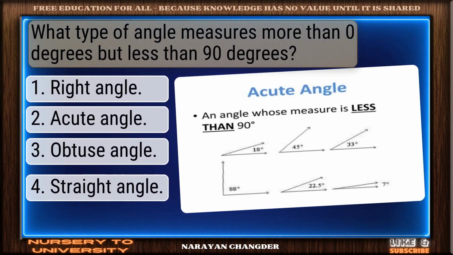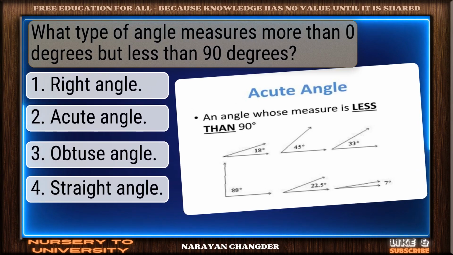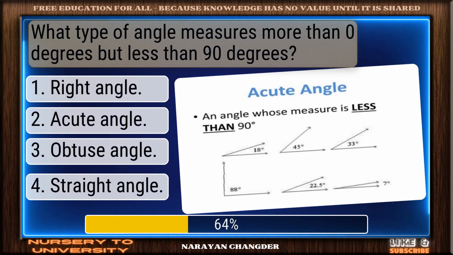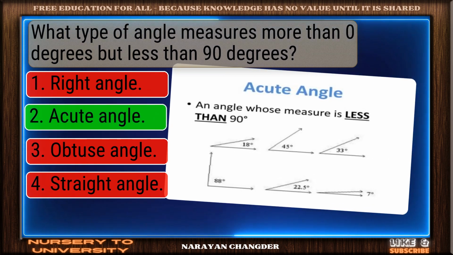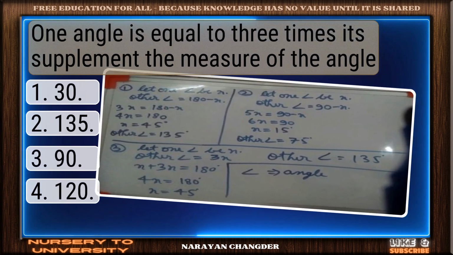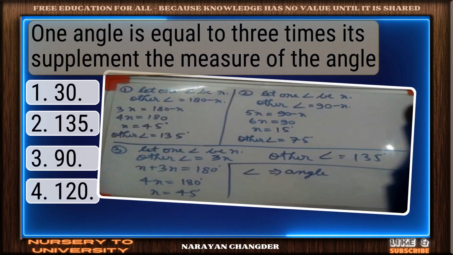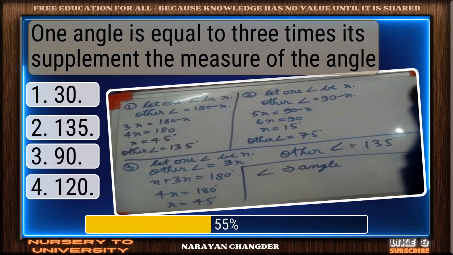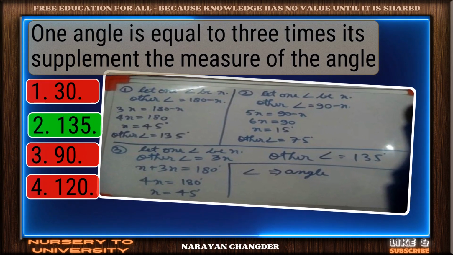Question number 87. What type of angle measures more than 0 degrees but less than 90 degrees? Sharp thinking. Acute angle is the right choice. Question number 88. One angle is equal to 3 times its supplement. What is the measure of the angle? Great job, 135 is the accurate answer.